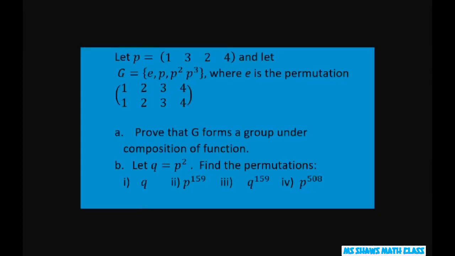Hey everyone, let P equal (1 3 2 4), and let G equal {E, P, P squared, P cubed}, where E is the permutation identity. Also, E equals (1)(2)(3)(4) in cyclic notation. We want to prove that G forms a group under the composition of functions, and then we're going to answer some questions based on our knowledge.